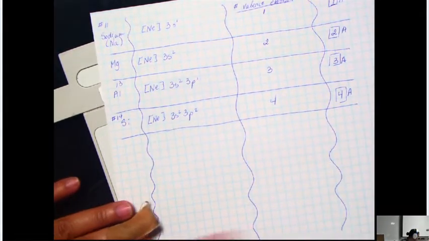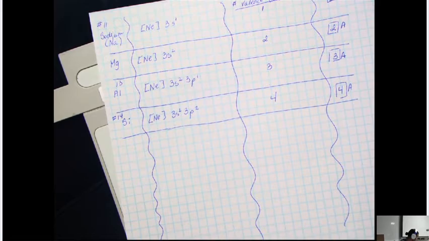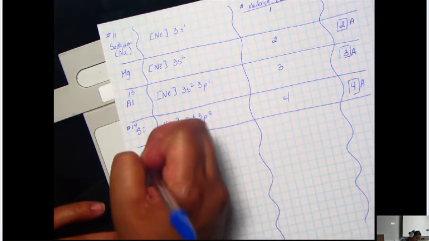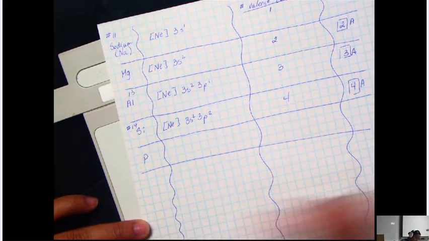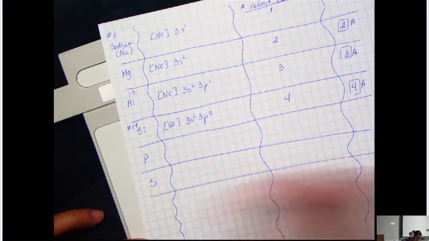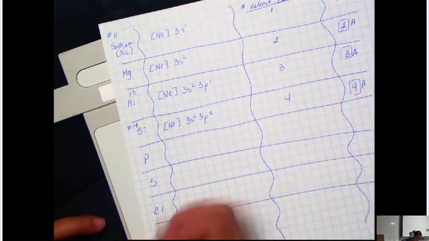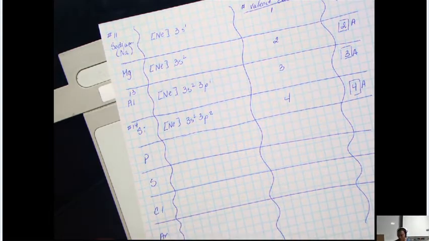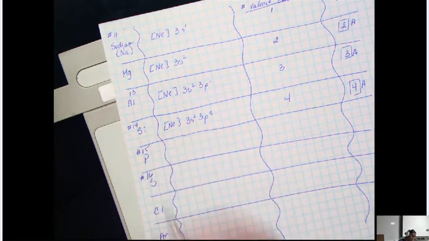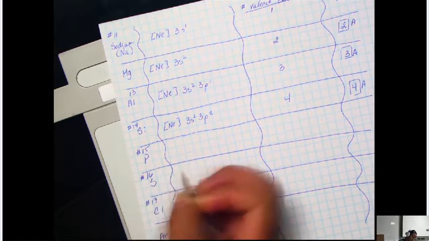All right, last one we have for this is 1, 2, 3. Actually, we have 4 more. Phosphorus. So go ahead and start working through these. Get as far as you can. You got phosphorus, you got sulfur, chlorine, and argon. Phosphorus is atomic number 15, sulfur is 16, chlorine is 17, and argon is 18.